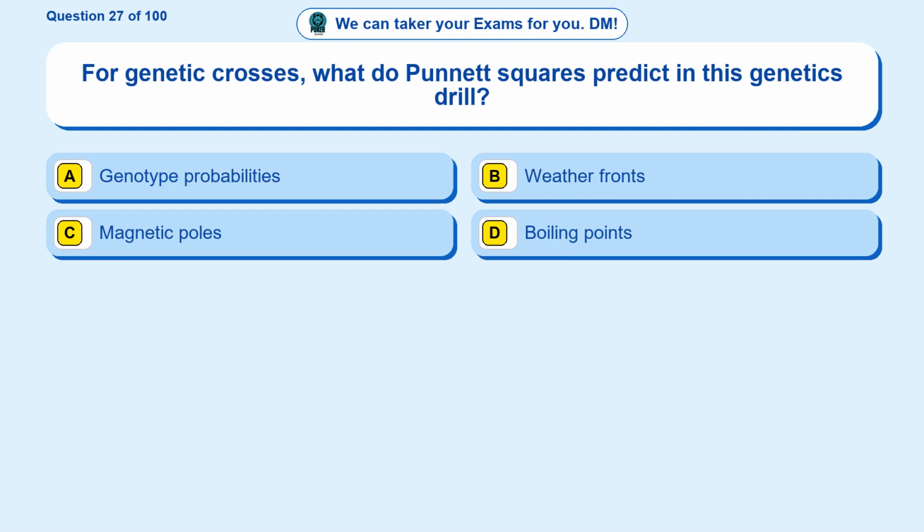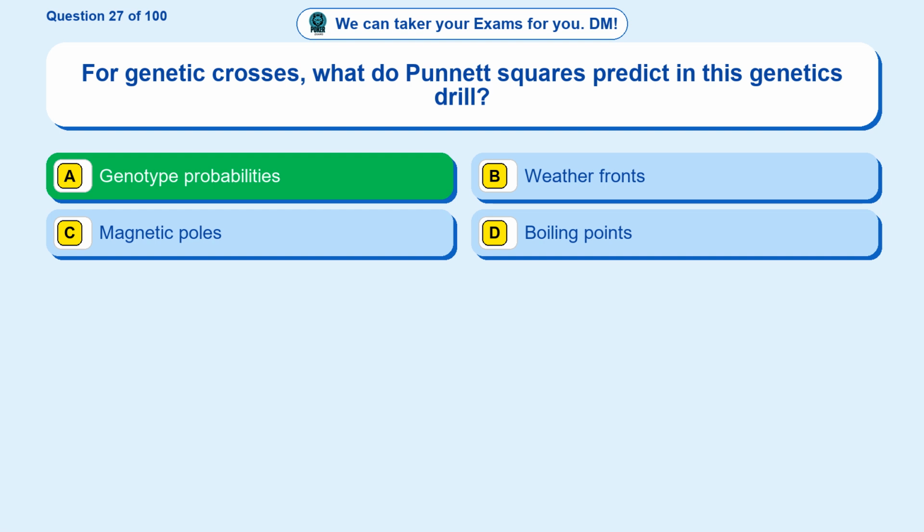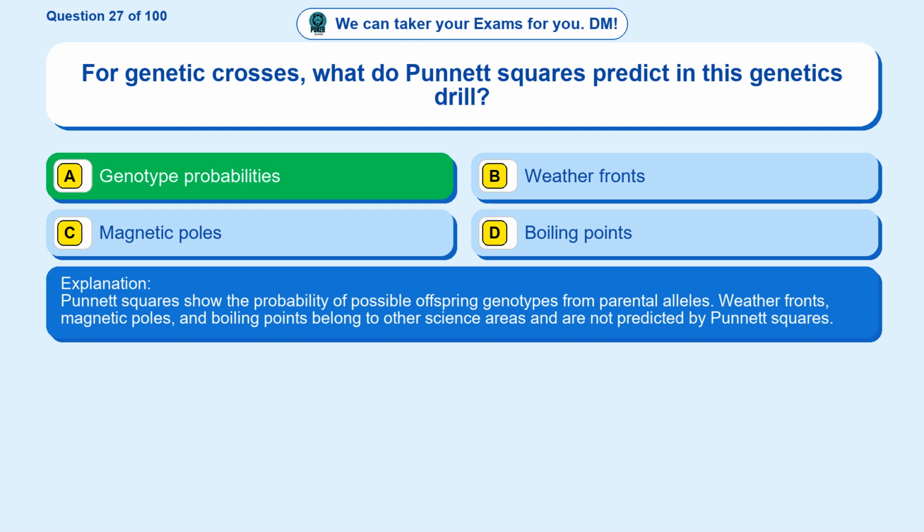Question 27. For genetic crosses, what do Punnett squares predict in this genetics drill? Option A, genotype probabilities. Option B, weather fronts. Option C, magnetic poles. Option D, boiling points. The correct answer is option A. Genotype probabilities. Punnett squares show the probability of possible offspring genotypes from parental alleles. Weather fronts, magnetic poles, and boiling points belong to other science areas and are not predicted by Punnett squares.